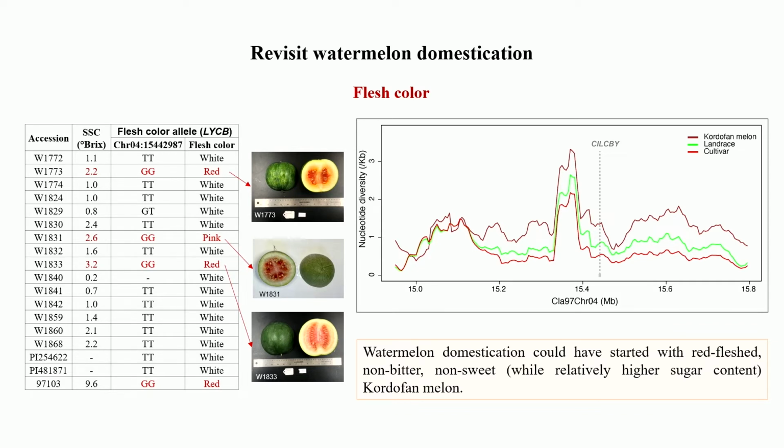And we also found that this gene, lycopene beta cyclase, was under domestication, and this is the gene that controls the fruit color of watermelon, based on the nucleotide diversity.